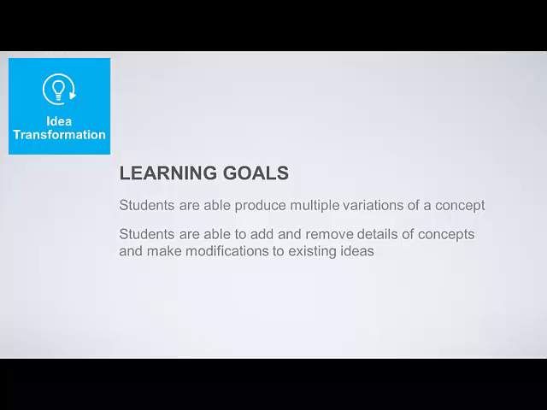This lesson focuses on facilitating students in building up their initial ideas as well as the ideas of others. The learning outcomes for this lesson are: 1. Students are able to produce multiple variations of a concept, and 2. Students are able to add and remove details of concepts and make modifications to existing ideas. The foundational lesson for idea transformation with design heuristics is included in the upcoming slides.